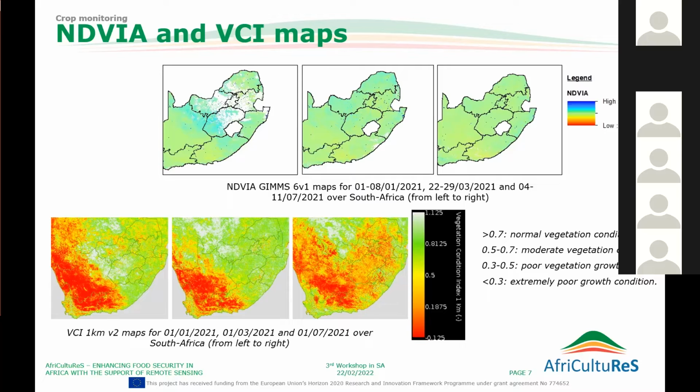In the lower row, we can see in coarse resolution the vegetation condition index maps, where you can see that the extremely poor condition is in the Northern and Western Cape, and that covered the whole time period from January to July. While in this area, there is unfortunately a decrease in the crop condition in the late parts of March to July.